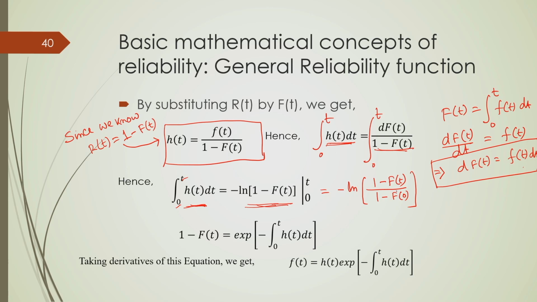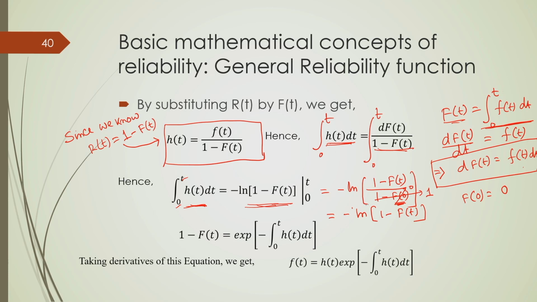Now, how do we find out what F(0) is? As we know, F(t) is the integral from 0 to t of f(t) dt. At t equal to 0, both the limits will be equal, so this will give you 0. So, F(0) is equal to 0, and this denominator will be equal to 1. So, this is basically representing minus ln of 1 minus F(t).